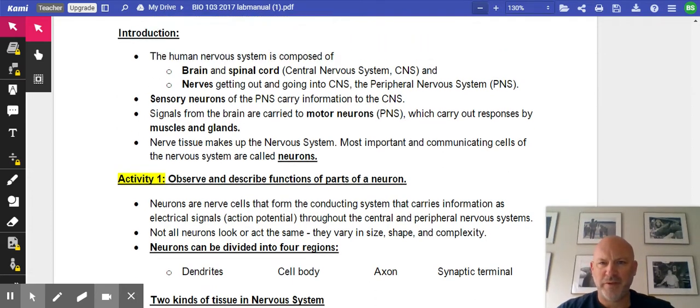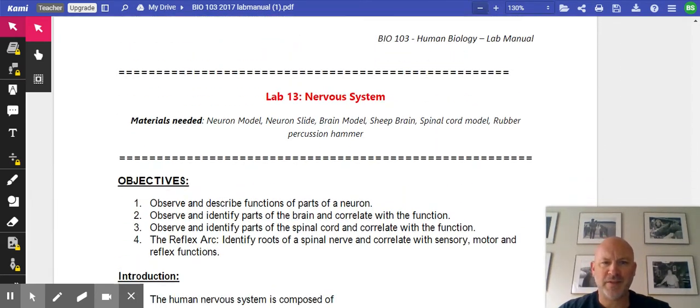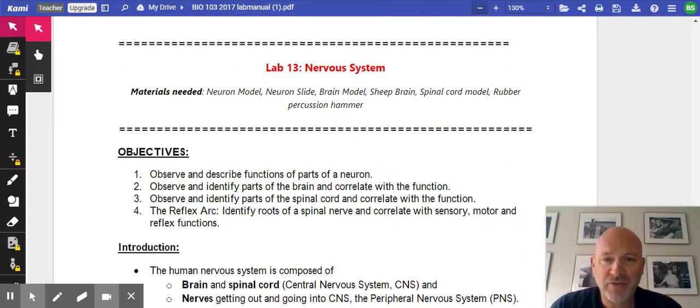All right, good morning. It is time for our last two labs. It's going to cover the nervous system and then also sense organs. Sense organs shouldn't take very long. I think we're just going to cover the eyes and the ears. We'll quickly go through the lab, and I'll give you just enough that we need to be prepared for the test.